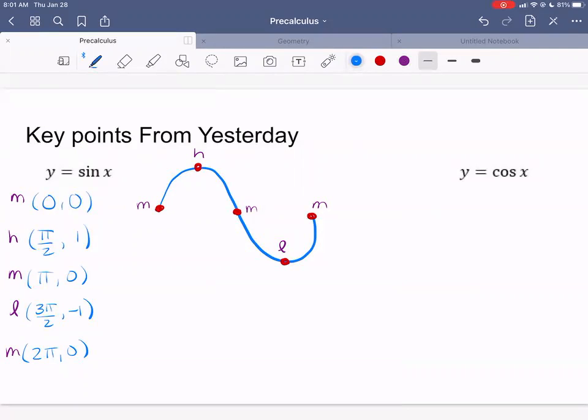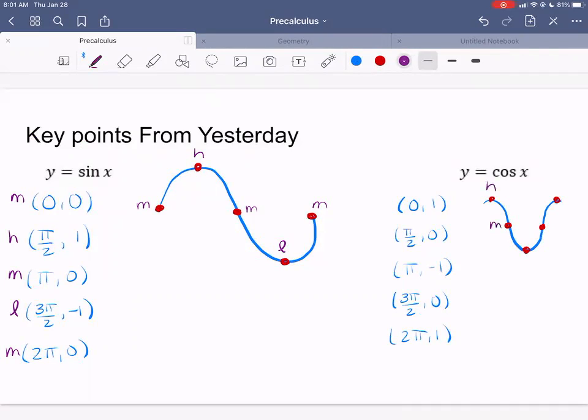Cosine has the same kind of idea. Our 5 key points for cosine were 0, 1; pi over 2, 0; pi, -1; 3 pi over 2, 0; and 2 pi, 1. Now our graph for cosine looks something like this, where we've got our key points happening as well. And the order for cosine goes high, middle, low, middle, high.